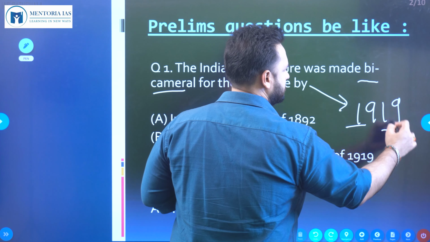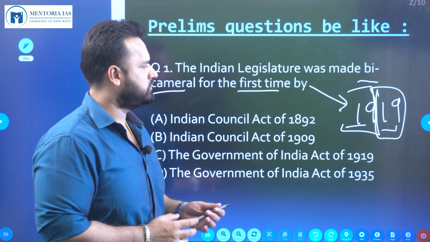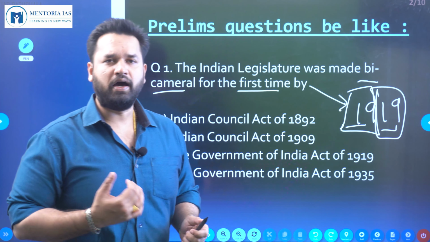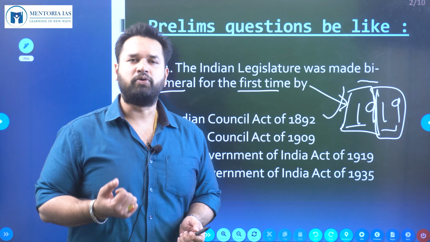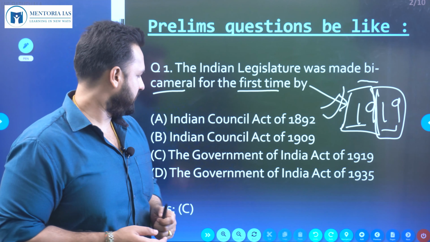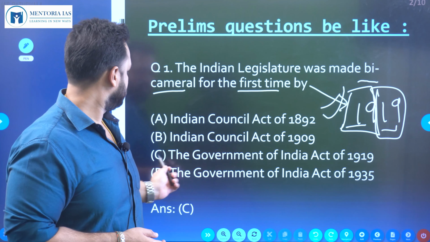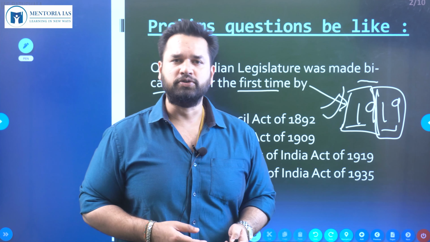So remember always, bicameralism was introduced by 1919. Diarchy was introduced by 1919. The subjects were divided into provincial and central subjects through the Act of 1919. Here the answer is C, the Act of 1919, through which bicameralism was introduced for the first time.